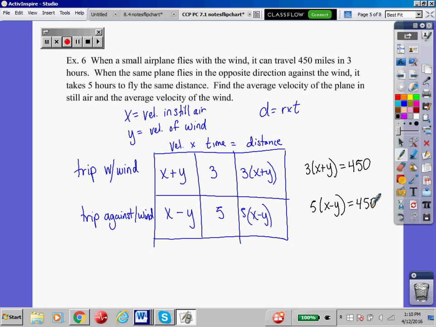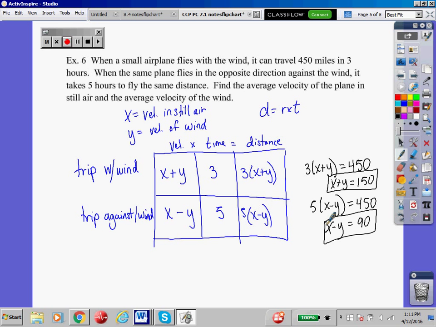Now I want to show you a little trick, a little technique here. One thing you could do is you could multiply through by the 3, but guess what? Since it's an equation, I can actually divide both sides by 3 and get x plus y equals what, 150. And if I divide by 5, I get x minus y equals 90. And then guess what happens? If I use these two, can't I just add them together? Because the y's will cancel.